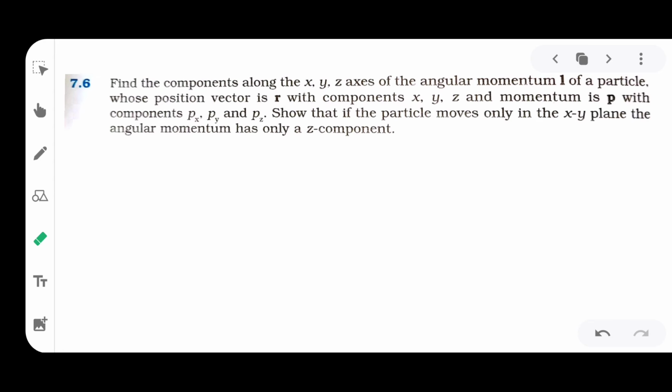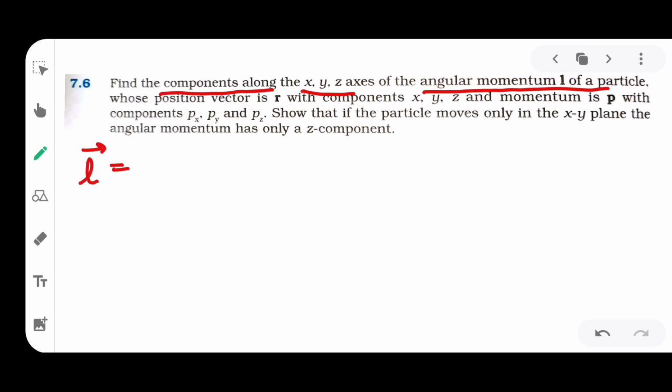7.6. Find the components along the x, y, z axis of the angular momentum L of a particle whose position vector is r vector with the components x, y, z, and momentum is p with components px, py, and pz. So first we'll solve till here, and then we'll move on to the remaining question. So first we have to find the components along the x, y, z axis of the angular momentum. So what we need to do is find the angular momentum components.